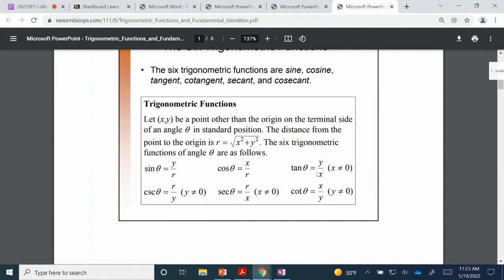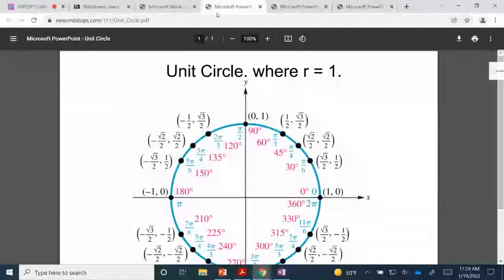Notice that the tangent is y over x, and its reciprocal, cotangent, is x over y. There is no r in either the tangent or the cotangent. For the cosecant, we have r, which in the unit circle is 1, so we have 1 divided by the y coordinate. And for the secant, r is 1, so we have 1 divided by x. So when you're using the unit circle, the sine is simply the y coordinate alone because the radius is 1, and the cosine is the x value.